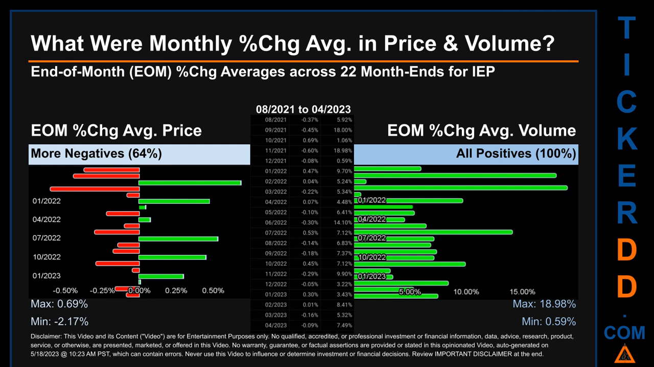Price saw an end-of-month max of 0.69% in average percentage change along with a minimum of -2.17%. For volume, the maximum and the minimum monthly percentage change were respectively 18.98% and 0.59%.